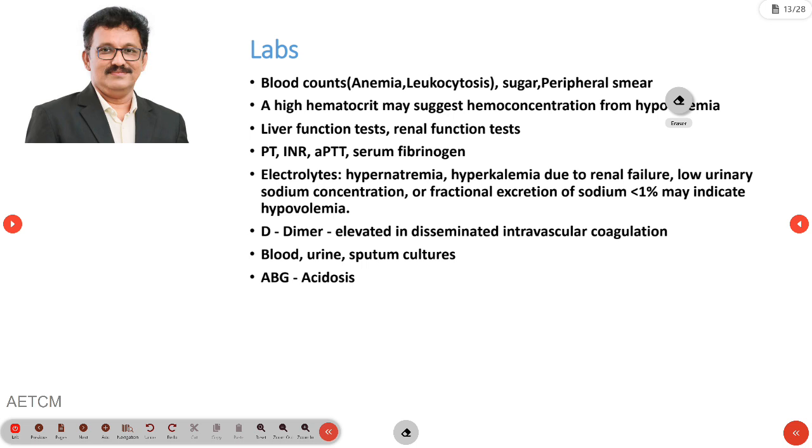Blood, urine and sputum cultures to be done to rule out infections. ABG, mainly we get acidosis, especially metabolic acidosis. It can be even lactic acidosis.